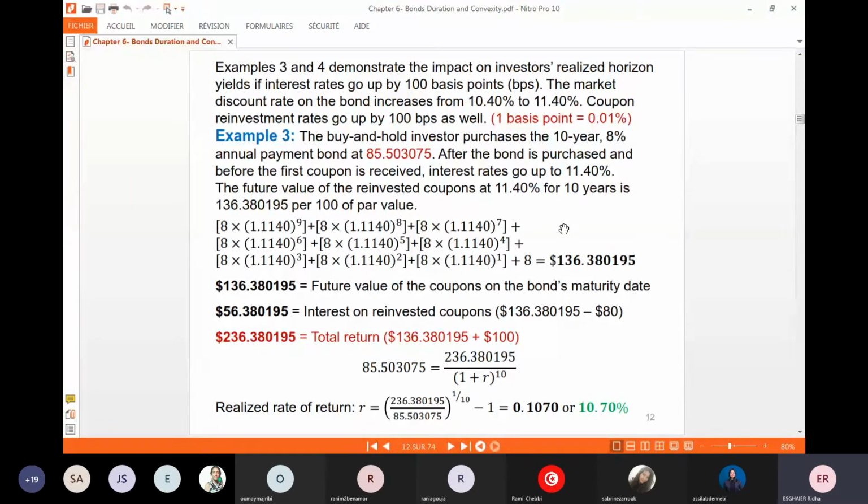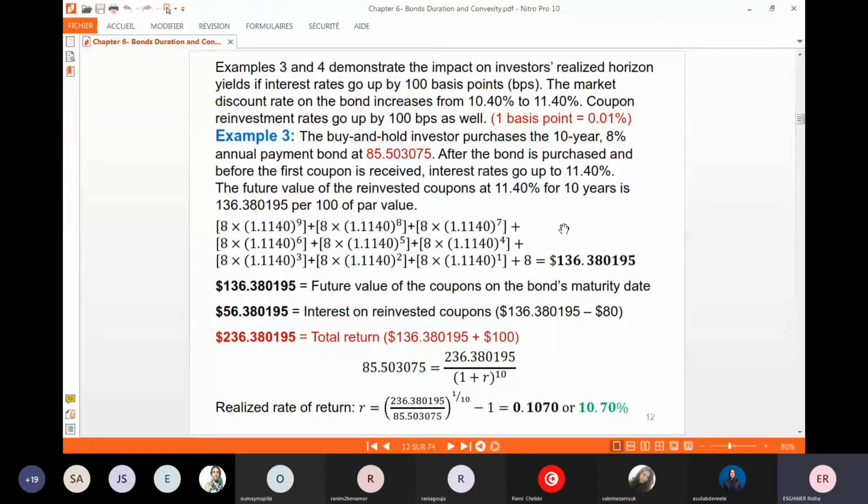What will be the realized rate of return of the first investor or the realized rate of return of the second investor? Let's take the case of the first investor, who is a buy and hold investor. As we said, he bought the bond and held it until maturity. This investor will receive the 10 coupons. He will reinvest these coupons, but now he can reinvest them at a higher rate. The market rate now is 11.4. We suppose the market interest rates rose to 11.4 before receiving the first coupon.